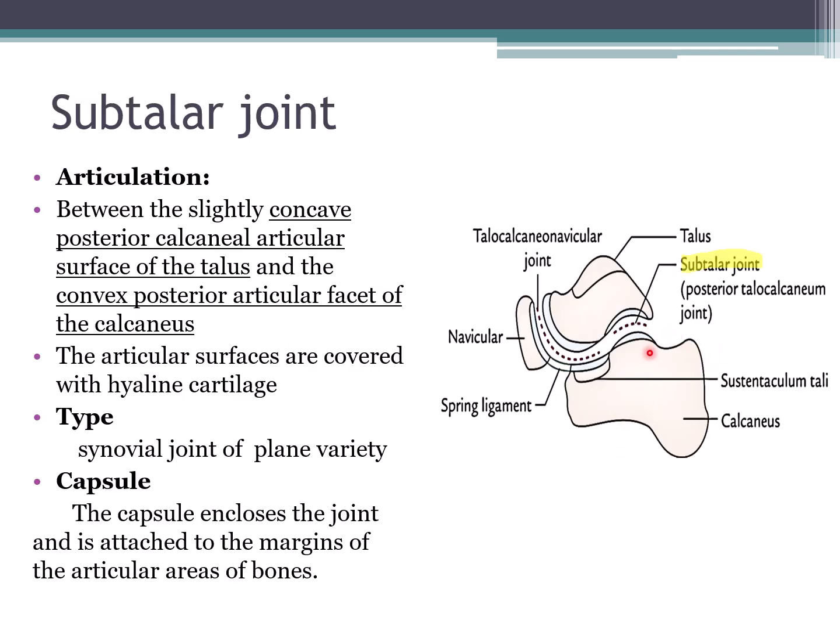So here you can see again the articulation of the subtalar joint between the slightly concave posterior calcaneal articular surface of the talus. This is the concave articular surface of the talus, which is articulating with the convex posterior articular facet of the calcaneum. So this is the cavity of the subtalar joint. The articular surfaces are covered with hyaline cartilage because it is a synovial joint of plane variety. So it has a joint cavity and has a capsule which encloses the joint and is attached to the margins of the articular areas of the bone.